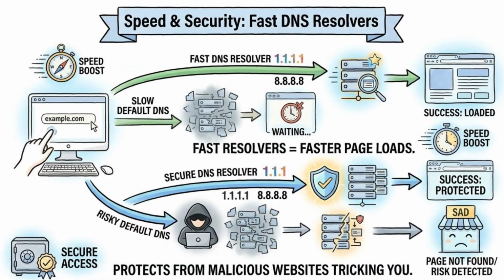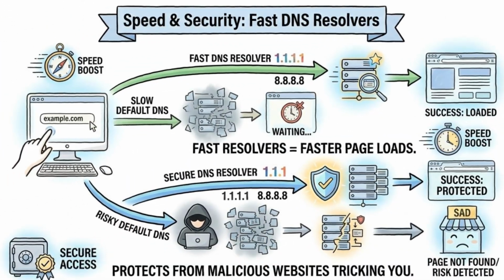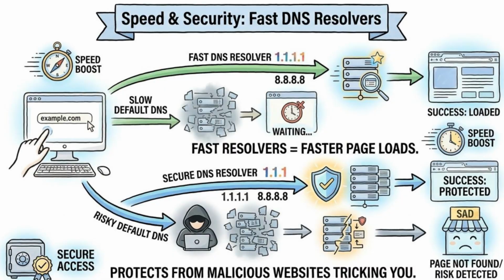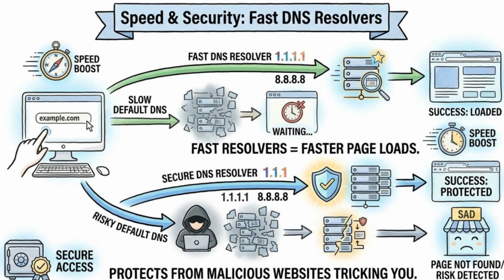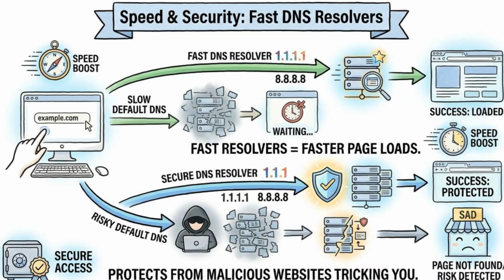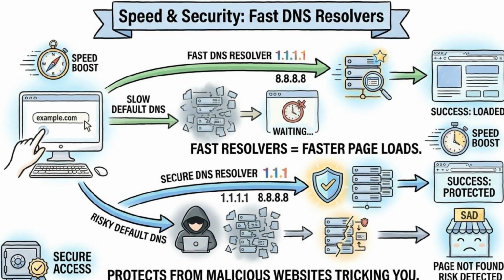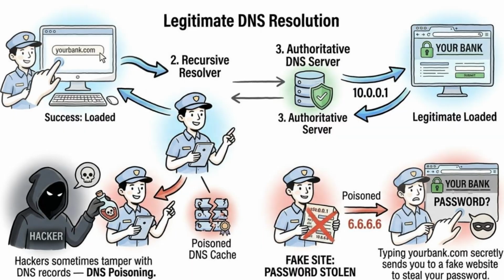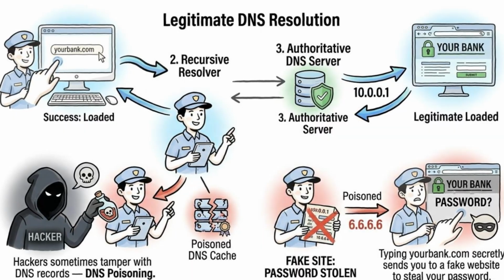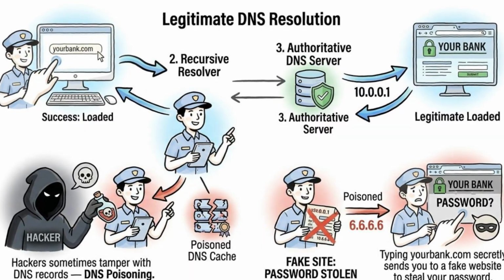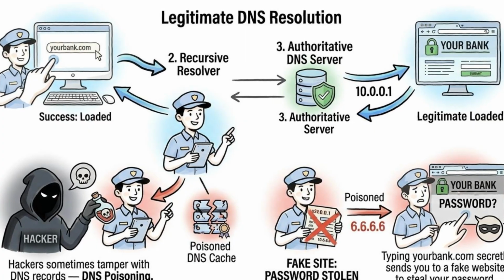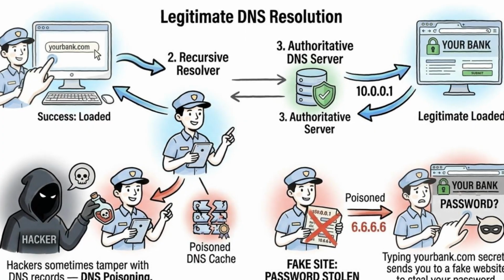Speed and security. Fast DNS resolvers mean faster page load times. Changing your default DNS settings to services like Cloudflare or Google can speed up your browsing and protect you from malicious websites trying to trick you. Phishing and DNS spoofing. Hackers sometimes try to tamper with DNS records, a trick called DNS poisoning. If they succeed, typing your bank.com could secretly send you to a fake website designed to steal your password.